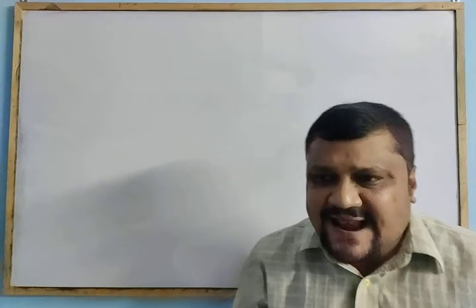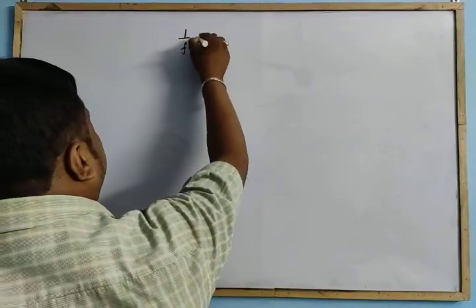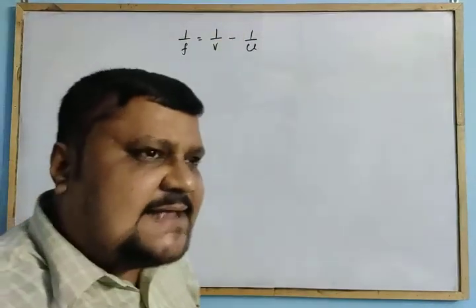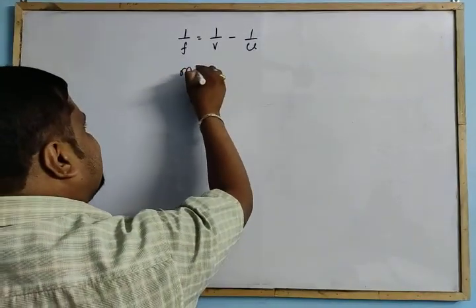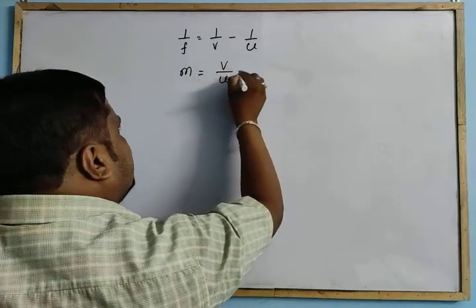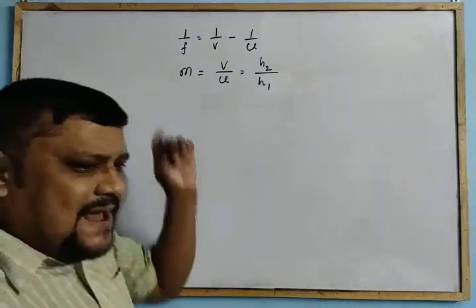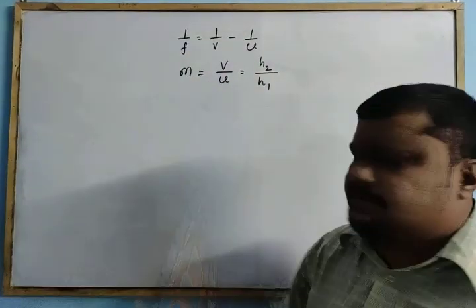Now so far we have discussed the thin lens formula, which is 1 by f equal to 1 by v minus 1 by u, and this is true for a convex lens and also for a concave lens. And the expression for magnification is m = v by u, which is the height of the image to the height of the object, and this magnification is the linear magnification, or you can say the transverse magnification.